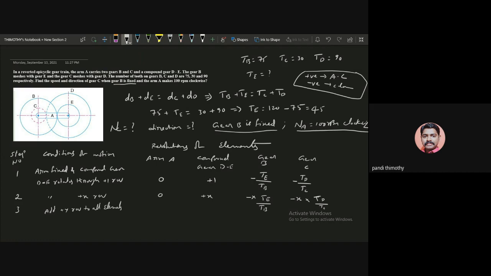Next, step number 3, that is add plus y revolutions to all elements. It means here plus y, here also plus y, and plus y.